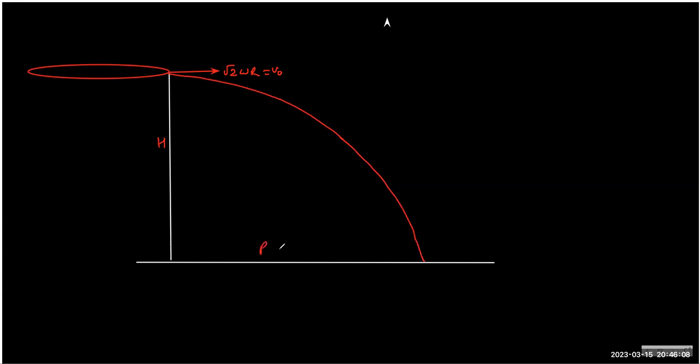So when you're leaving the edge of the disk, you know your speed is not omega, it's root 2 omega r. And this is h, so the range will be like this. So whatever be the direction, you will actually go, R equals to how much? V naught into under root 2h by g, right? This is the range. So you may also come across a range problem.